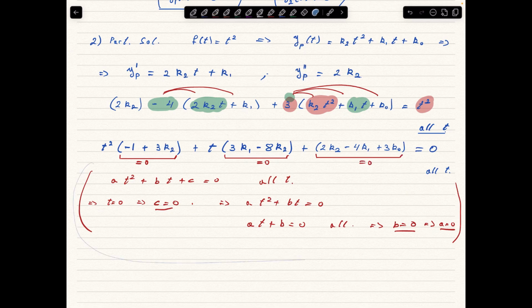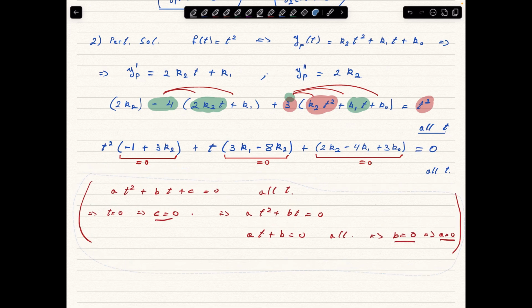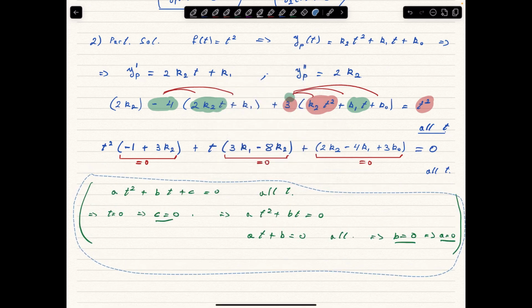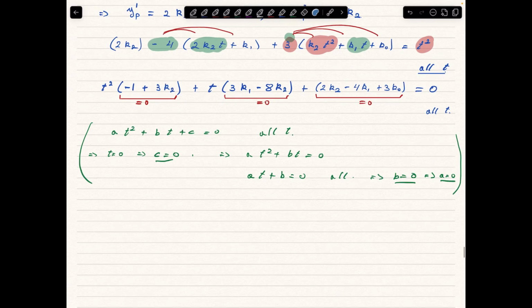Let's put this argument a little bit down here, and let's change it to something else. So because of this argument, each coefficient has to be 0: the coefficient that multiplies t squared, the one that multiplies t, and the constant. Then we have three equations. Negative 1 plus 3k2 has to be 0, 3k1 minus 8k2 has to be 0, and 2k2 minus 4k1 plus 3k0 has to be 0.